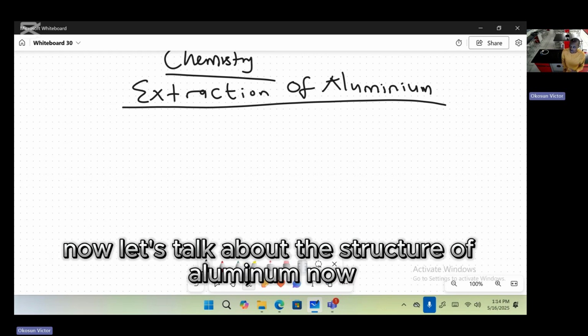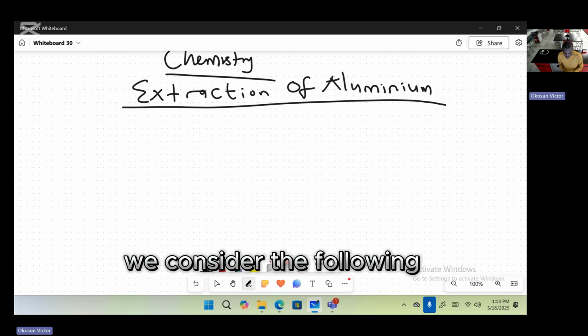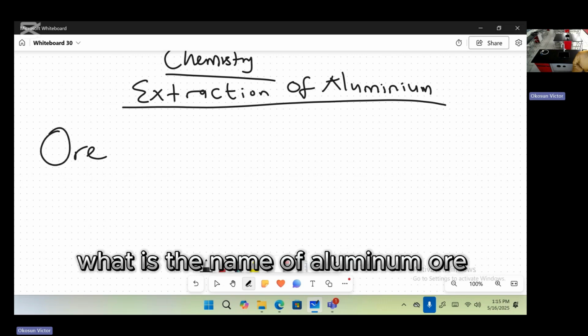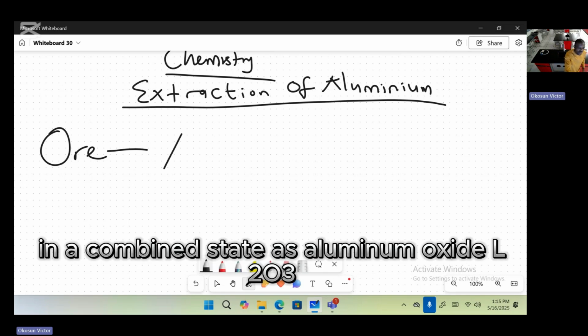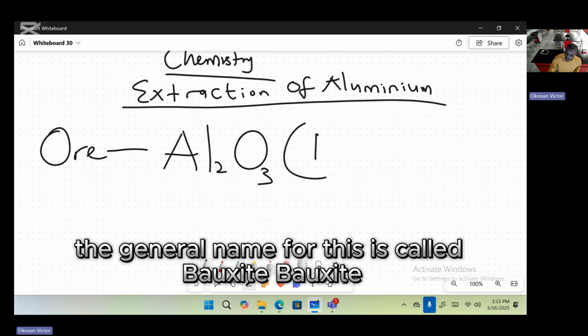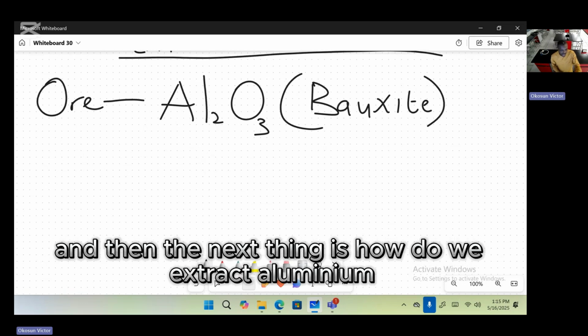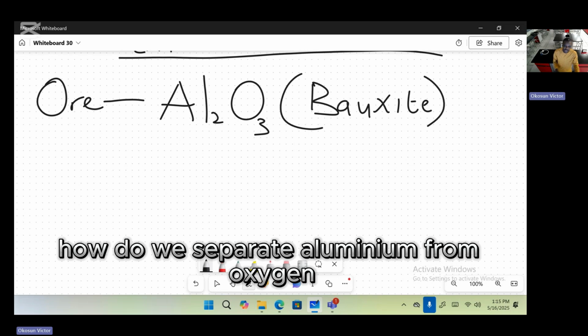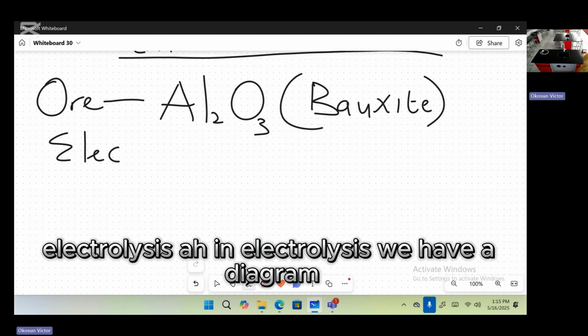Now let's talk about extraction of aluminium, which is electrolysis. So in the extraction of aluminium, we consider the following. What is the name of aluminium ore? Aluminium ore in nature is in a combined state as aluminium oxide, Al2O3, and the general name for this is bauxite. So this is the naturally occurring state of aluminium. And then the next thing is, how do we extract aluminium? How do we separate aluminium from oxygen? I told you we do it by a process called electrolysis.